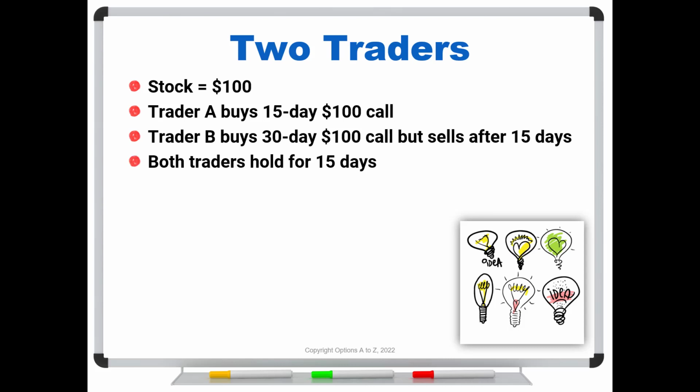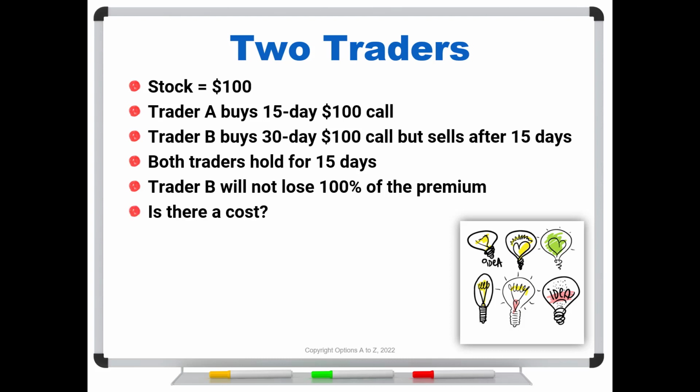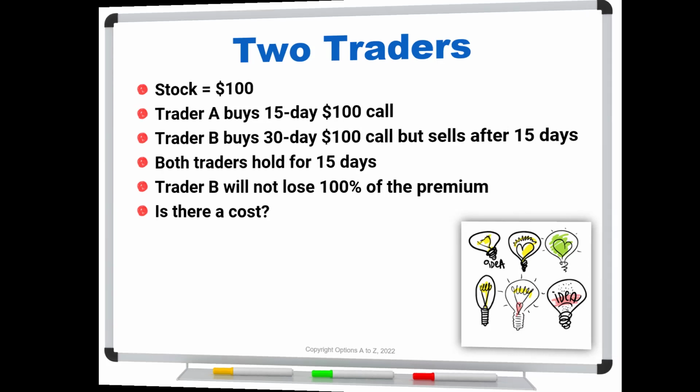So both traders will end up holding these options for 15 days, but trader B will not lose 100% of the premium. So again, this is a very simple tactic where traders will say, I want to buy a longer dated option and sell it back to the market so that I don't lose 100% of the premium. Sounds simple, except that it's not so easy. Is there a cost? Well, yes. Remember, there is always a cost, and to succeed with options, you need to figure out where that cost is. So for this example, let's jump over to an Excel spreadsheet and see if we can find the hidden cost.